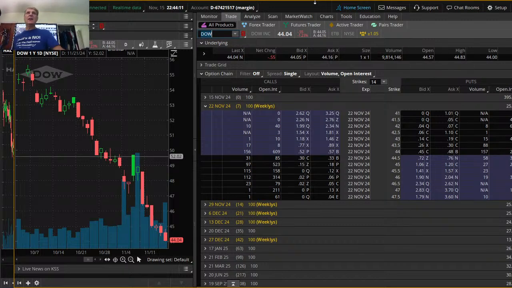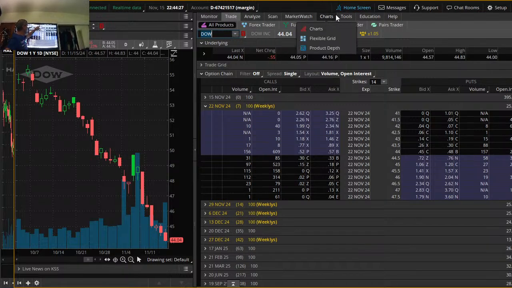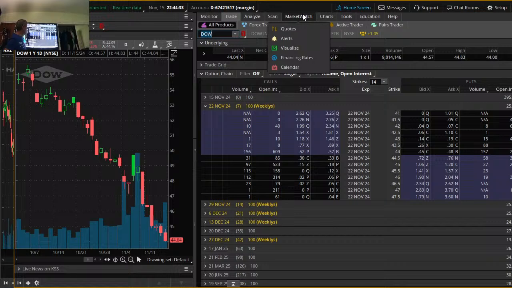Where do I find the calendar? Steve Johnson, where do I find the calendar? At the very top of your screen, it will say monitor, trade, analyze, scan, marketplace. Where are we? Right there. Marketplace, charts, tools, education, help. So as you bring your cursor over to the Market Watch, see the drop-down window that pops up? Look at the very bottom. It says calendar.